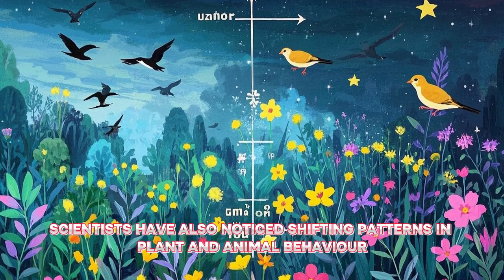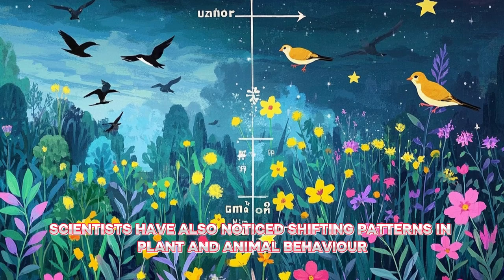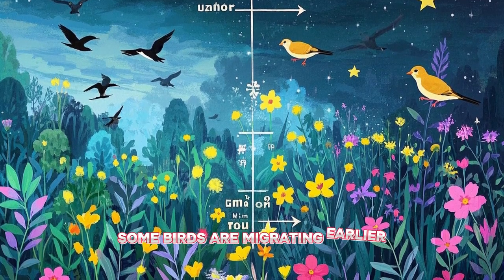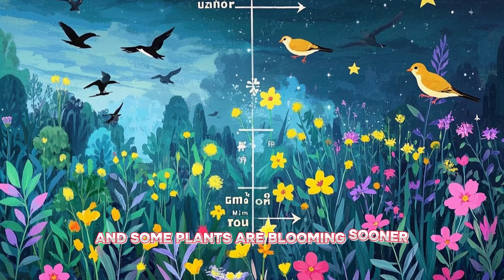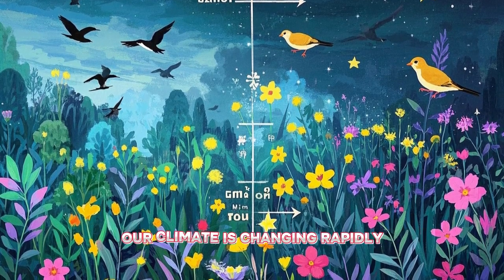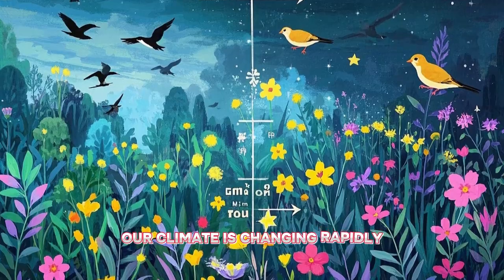Scientists have also noticed shifting patterns in plant and animal behavior. For example, some birds are migrating earlier and some plants are blooming sooner. All this evidence points to the same conclusion. Our climate is changing rapidly.